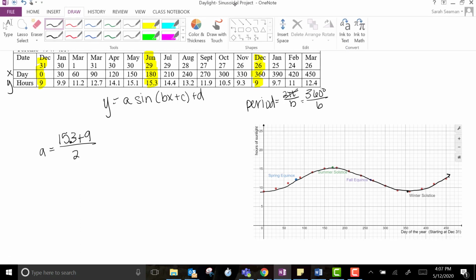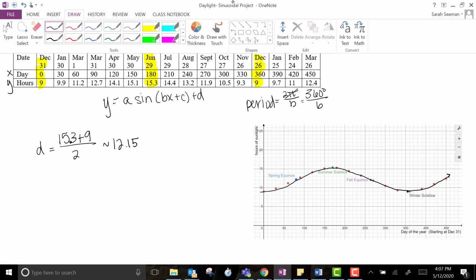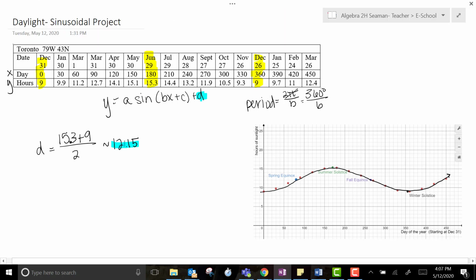Or sorry, this is not going to be A. This is going to be D. Let me get that erased, because that's going to say where my midline is, the center of those two values. So my midline, when I get that, is about 12.15. And remember, these are for my values. Your values will be different based on the city that you chose.